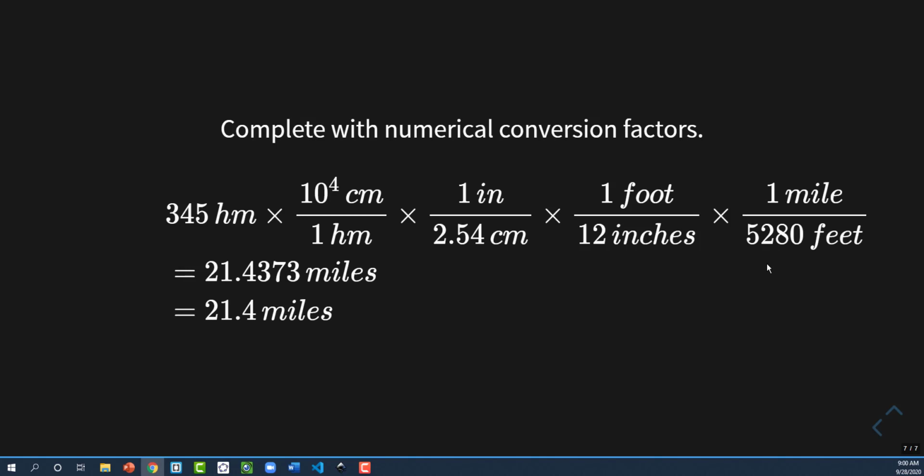Divide all the numbers. 345 times 10 to the 4th divided by 2.54 divided by 12 divided by 5280 comes out to 21.4373 miles, which we then round to 3 figures as 21.4 miles.